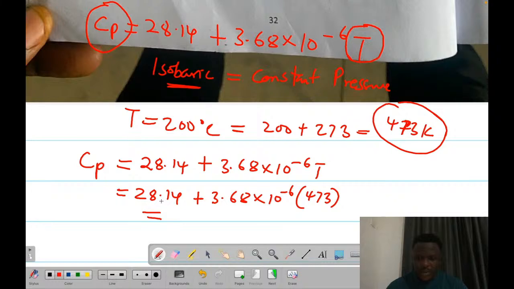Okay, so let's look at the next question. If you press your calculator, that's how to get the answer for that question.